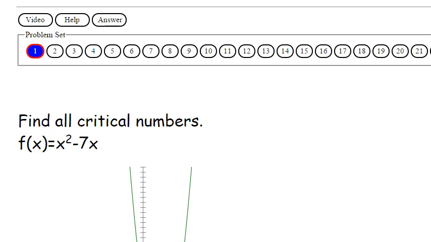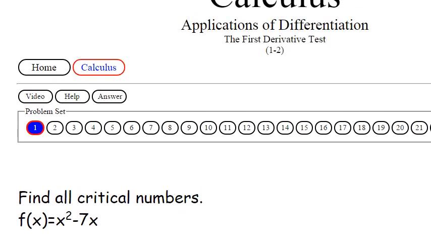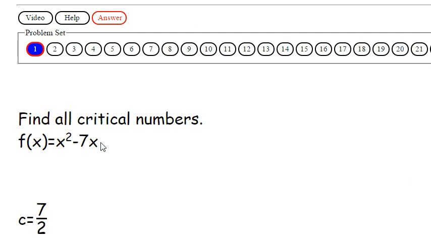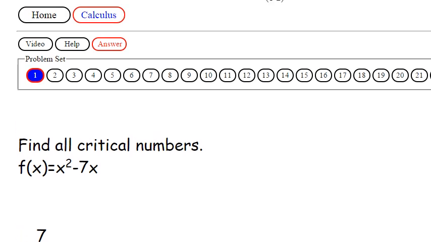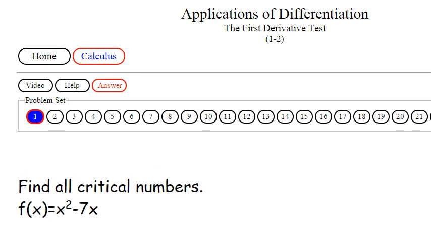Don't worry, you're going to get this stuff. It's going to be a piece of cake, I promise. C could stand for cake. C is equal to 7 halves. So let's not make a big deal out of this. You just take the derivative, set it equal to 0, and find the solutions for that equation.